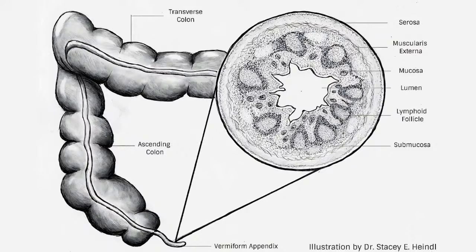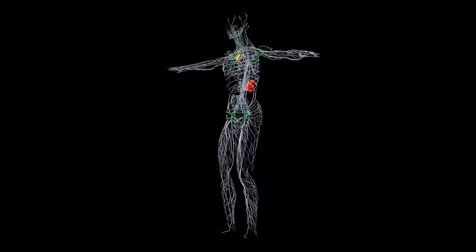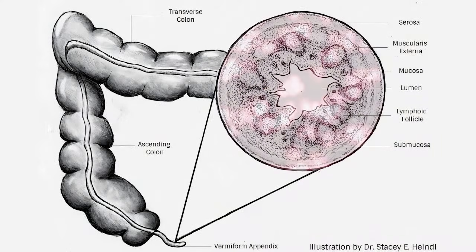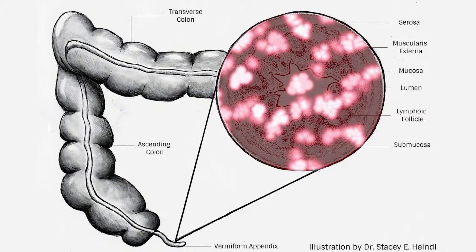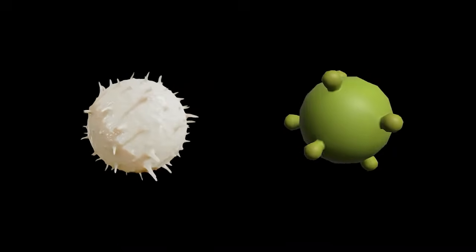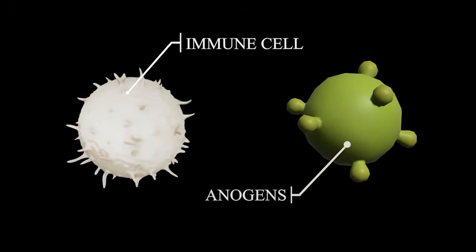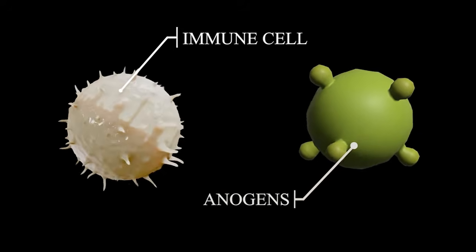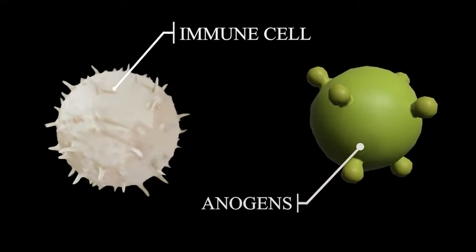The appendix contains lymphoid tissue, which is part of your lymphatic system, the body's defense system that helps fight infections and diseases. This tissue is rich in white blood cells, which are the soldiers of your immune system. In children and young adults, the appendix plays a role in developing immune responses by exposing immune cells to different bacteria and antigens. Basically, the appendix may help train the immune system during early life, teaching it to recognize harmful invaders and to build resistance to them.